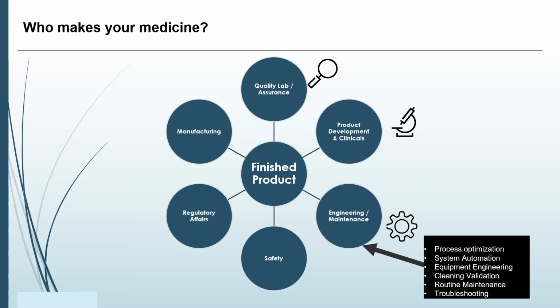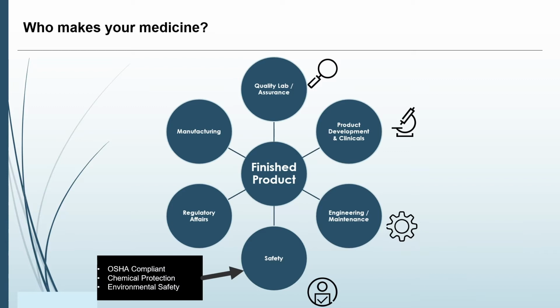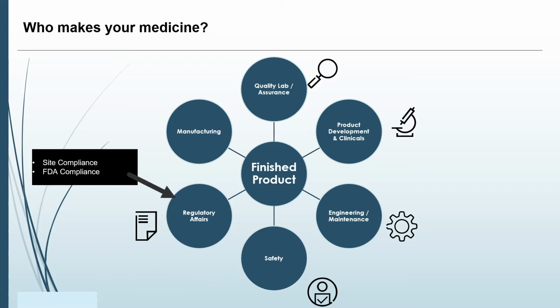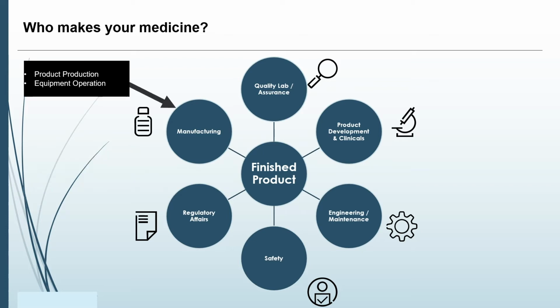The maintenance group troubleshoots and repairs equipment as needed. This group performs routine preventative maintenance on equipment to ensure the equipment performs as it is intended to at all times. The safety group is responsible for ensuring that the site remains OSHA compliant, protections are in place for all hazardous chemicals used, and that processes and procedures are not harming the environment. The Regulatory Affairs Group is responsible for ensuring the manufacturing site and the products it makes remain FDA compliant at all times. The Manufacturing Group comprises the individuals who operate the equipment and execute the manufacturing instructions to make product.